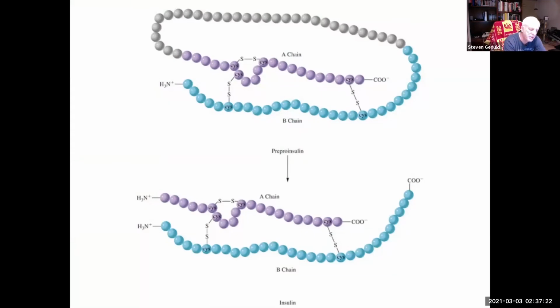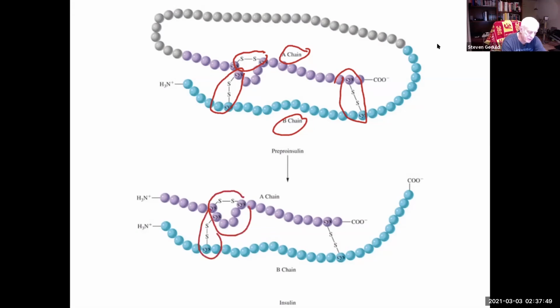You have an A chain and you have a B chain. Disulfide bridges form a bond, linking the A and the B chain. That's pre-proinsulin, and pre-proinsulin goes to insulin. You can see that the disulfide bond is still there. The disulfide bond holds that together, and the disulfide bond links that.